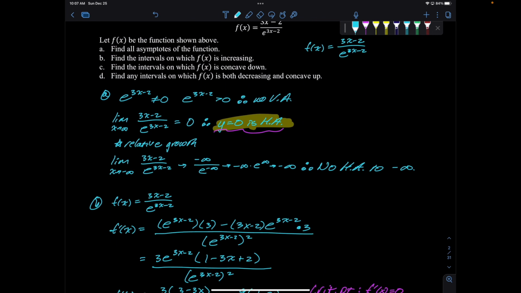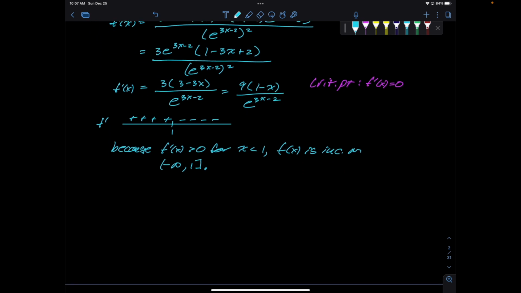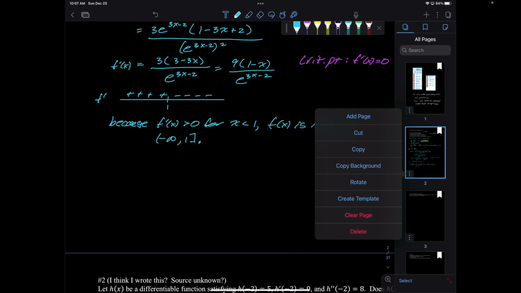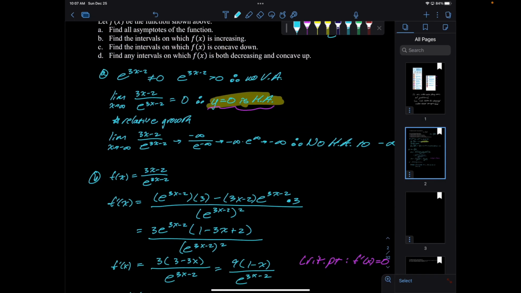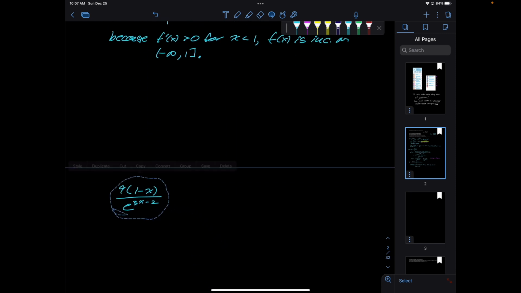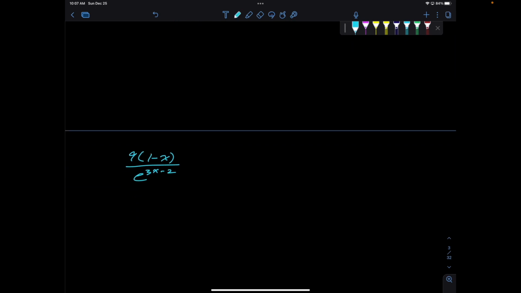All right, the next part, intervals on which f of x is concave down. We're going to need f double prime. I'm going to need another page. So let me insert, add a page. All right, and then I'm also going to copy this because this is f prime. Duplicate. Okay. Done with you. Go away. All right, f prime of x is this.